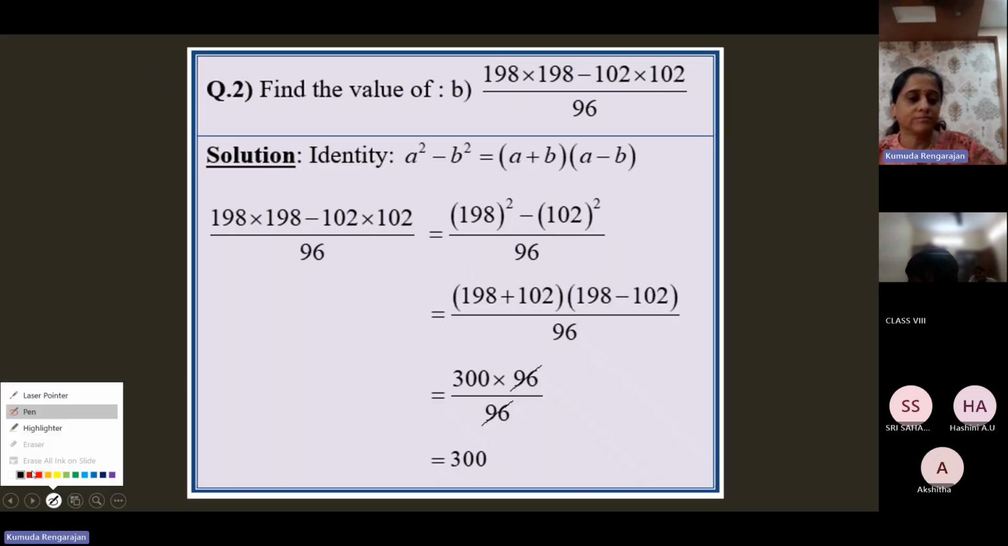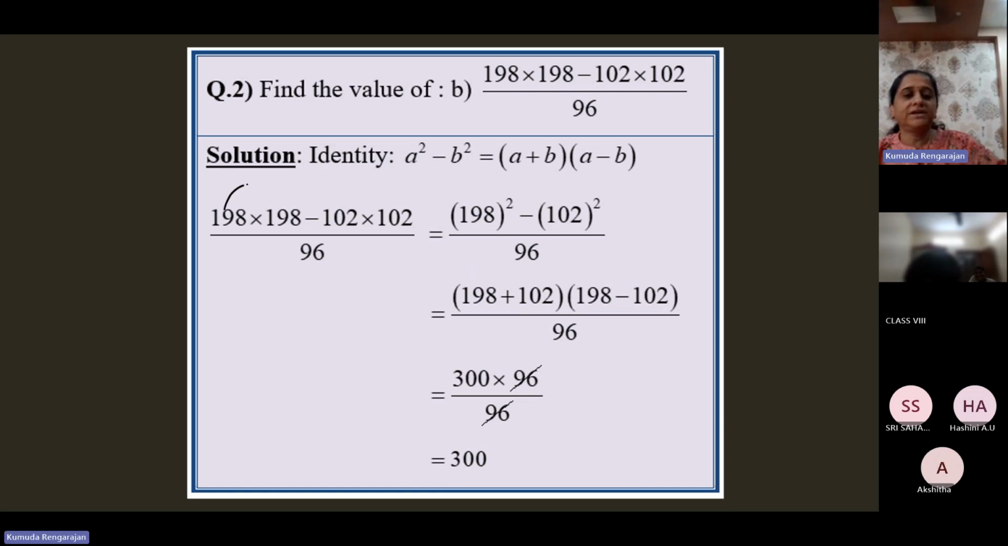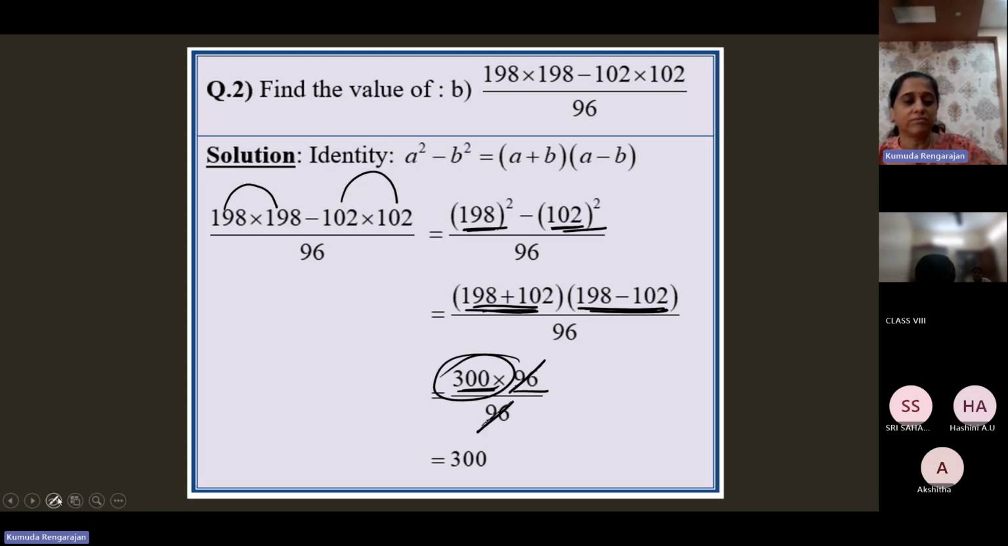Similar. 198 into 198 is 198 the whole square. 102 into 102 is 102 the whole square by 96. So this is of the form a squared minus b squared. So a plus b into a minus b by 96. a plus b is 300. a minus b is 96. So 96 in the numerator and denominator gets cancelled, and the answer is 300.